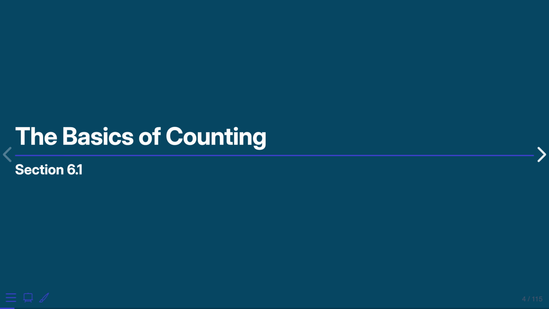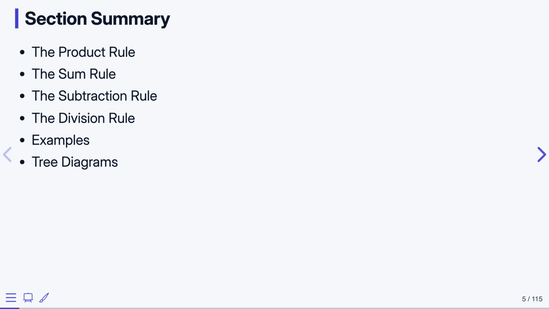Now we turn to the first topic. It is the basics of counting. Here we learn the two main rules that almost every counting problem uses. This is the plan for this section. We start with the product rule, then the sum rule. After that, we look at the subtraction rule, and then the division rule. Along the way, we work through many examples. At the end, we use tree diagrams to picture the choices.